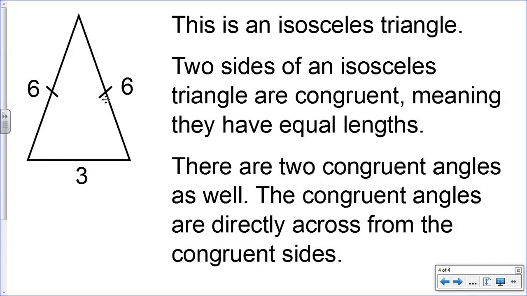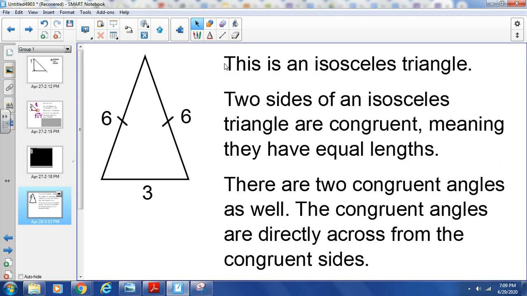Now, the way we can sometimes think about this is the congruency tick mark can kind of point to that opposite angle. So I'm going to grab this marker here, and I'm going to draw a little arrow on the tip of it over here, and it's pointing down to this angle over here. And this congruency tick mark is kind of pointing down to this angle. I'm going to erase that one because it wasn't so neat.